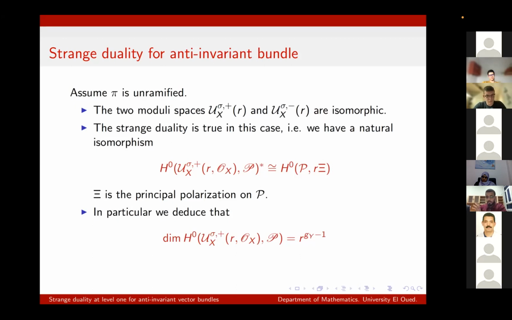From these results, we can deduce the dimension of this vector space, which is equal to the dimension of this one, which can be calculated easily using classical results about abelian varieties, and equals R to the power g minus 1, where g is the genus of the base curve.